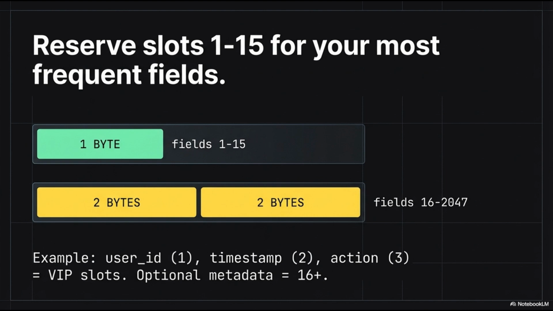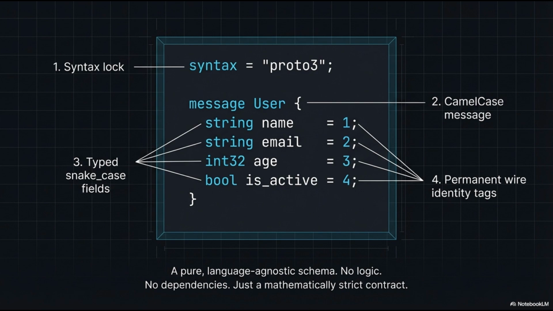We have covered a massive amount of architectural ground today. Let's step back and look at the anatomy of the file we've mentally constructed. Yeah, let's do it. We're not going to read the punctuation out loud, but just think about the shape of the document, right? It's remarkably concise when you look at it. It really is. At the very top, you have your syntax declaration locking in modern rules. Below that, your CamelCase message block acting as the container. Inside that block, a clean list of scalar types and snake case field names. And anchoring each line is that unique permanent integer acting as the wire identity tag.